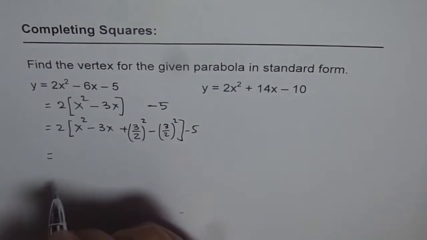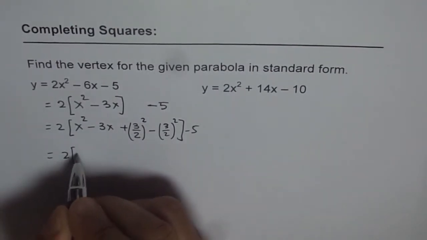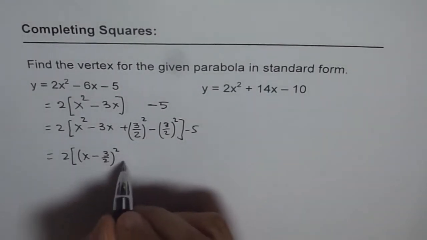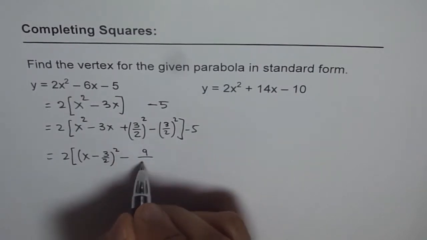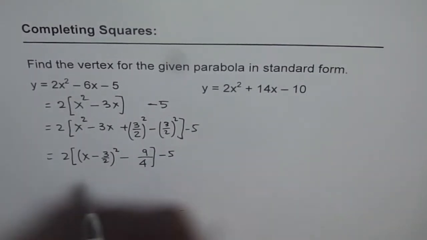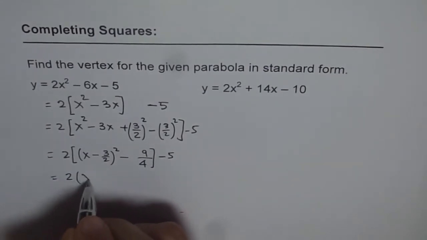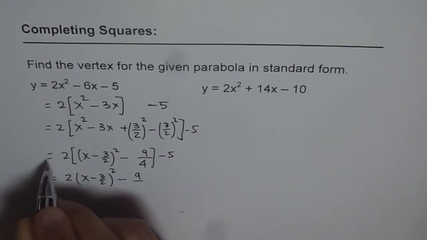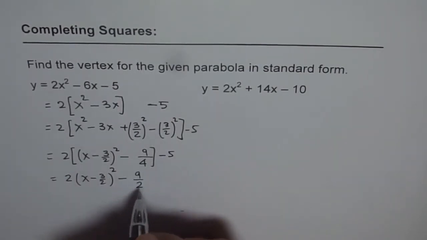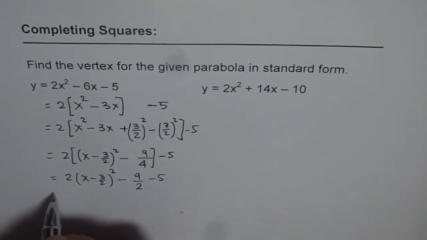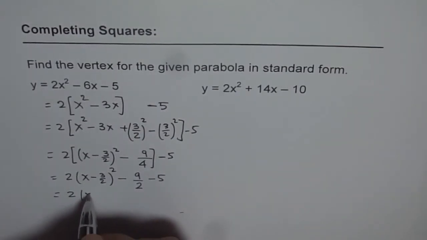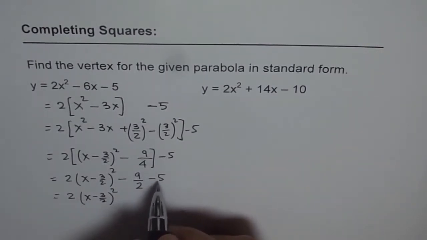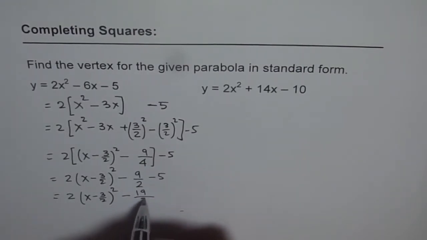Now the first three terms form a perfect square. So we get 2 times (x minus 3 over 2) whole squared, and we can square this. 3 squared is 9 and 2 squared is 4, minus 5. Let's open the bracket now. We get 2 times (x minus 3 over 2) whole squared minus 9 over 4, and when you multiply by 2 we get 2 here, minus 5. And let's combine the last two terms to get our answer. So 2 times 5 is 10 with minus sign, so we get minus 19 over 2.